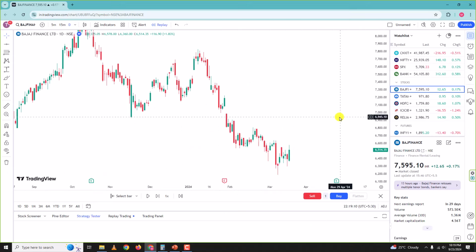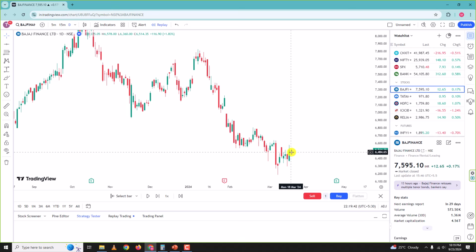Hello and welcome. In this last video of the series Price Action Trading for Beginners, I will share with you the things that I have observed in the market. Okay? Now, this is the chart of Bajaj Finance and this is a day chart. I have cut it here and let us assume that the price is right now here.